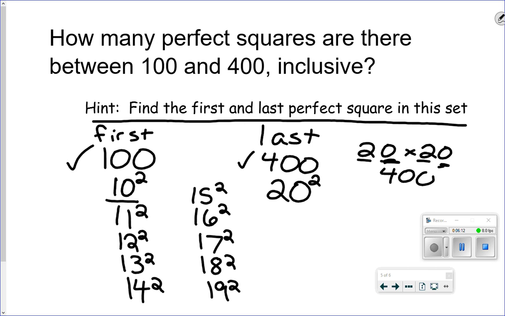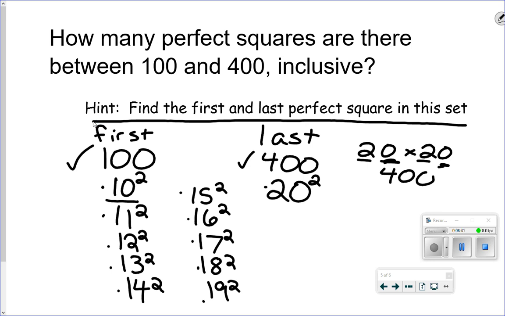Now the mistake a lot of people make is they just say, okay, well, we're going between 10 and 20, so there must be 10 of them, 10 perfect squares between 10 and 20. They just subtract. But that's actually not the case. If you actually count them, starting with 10, you have 1, 2, 3, 4, 5, 6, 7, 8, 9, 10, 11 perfect squares. And that's because it's inclusive. Because we're including both of the 10 squared and the 20 squared, you can't just subtract them.